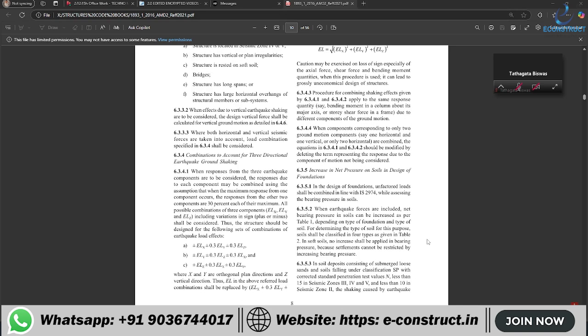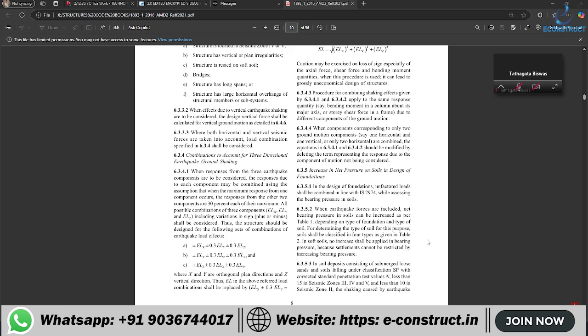Increase in net pressure on soils in design of foundations. In the design of foundations, unfactored loads shall be combined in line with IS 2974 while assessing the bearing pressure on soils.